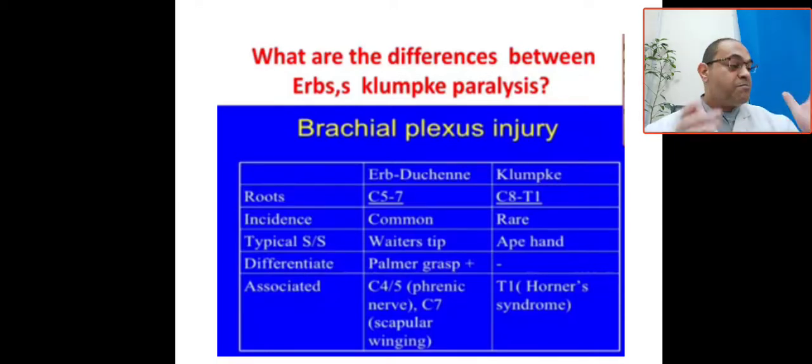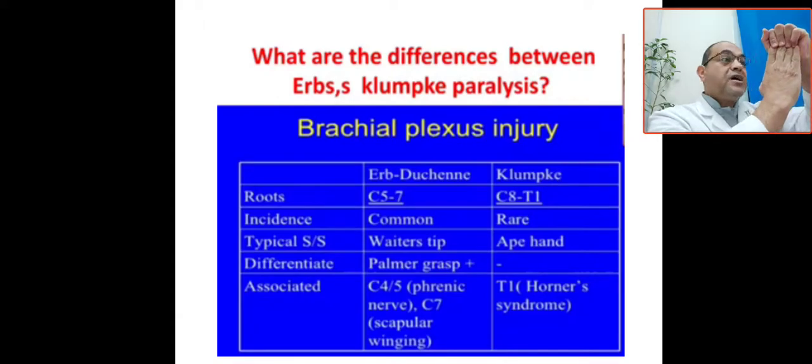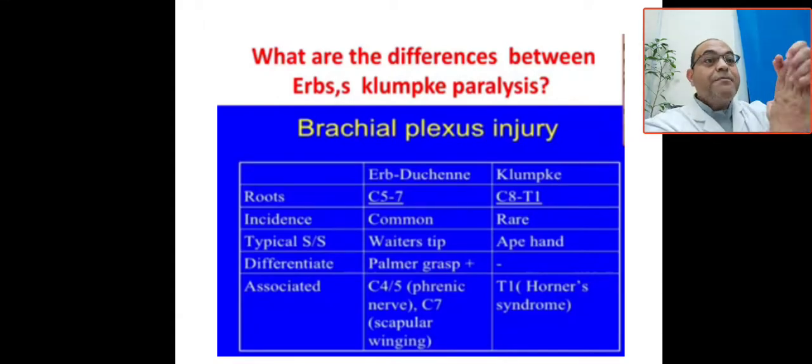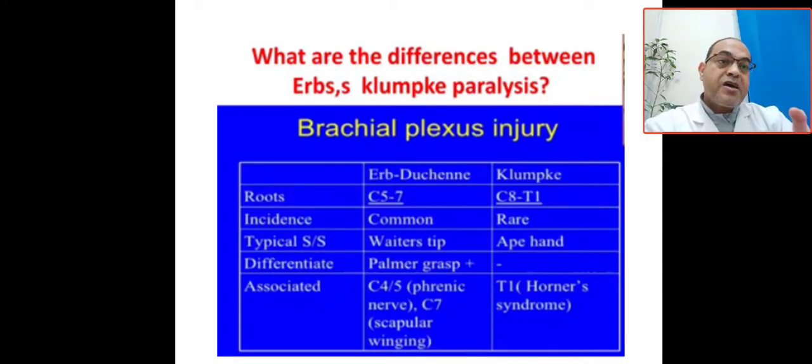Differentiation by palmar grasp: if you touch the palm of the hand, the baby will grasp your hand. If the baby grasps your hand, it is Erb's palsy, positive. If the baby does not grasp your hand, it is Klumpke's paralysis.